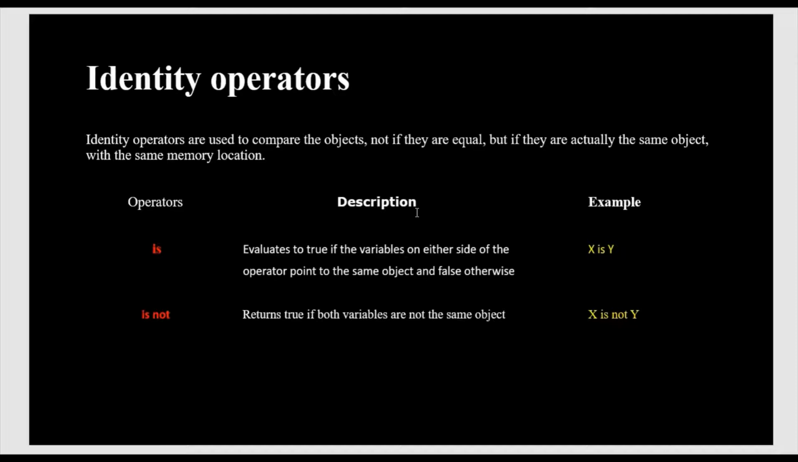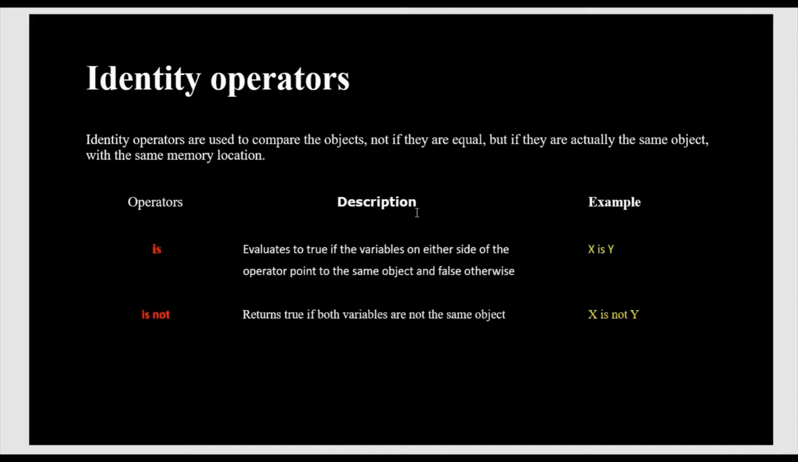And the next one is identity operators. Identity operators are used to compare objects, not to check if they are equal, but if they are actually the same object with the same memory location. That means there are two types of identity operators: is and is not. It's similar to the membership operators. For example, x is y.